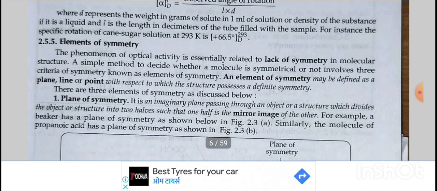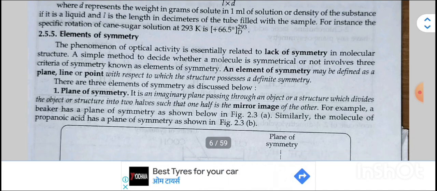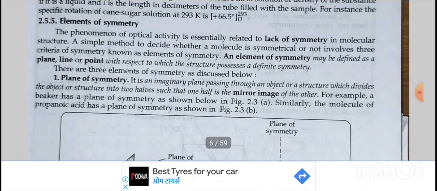Elements of symmetry. The phenomenon of optical activity is essentially related to lack of symmetry in the molecular structure. A simple method to decide whether a molecule is symmetrical involves three criteria of symmetry, known as elements of symmetry. An element of symmetry may be defined as the plane, line, or point with respect to which the structure possesses a definite symmetry. First, plane of symmetry.